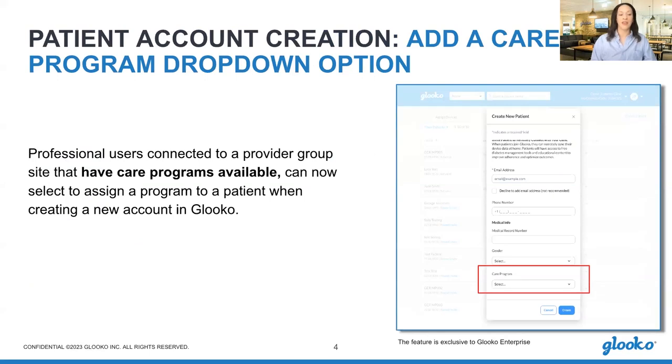So moving on, if you are a Glooko Enterprise customer, you can now add a care program during the account creation process. This option will show up on the account creation page as you're moving through that workflow. We're not going to get into specifics about care programs today, but if you are interested in learning more, you can visit our Help Center and search for care programs.